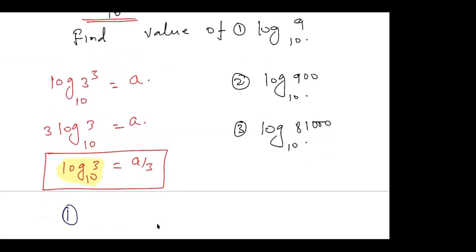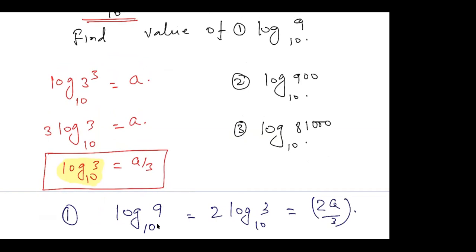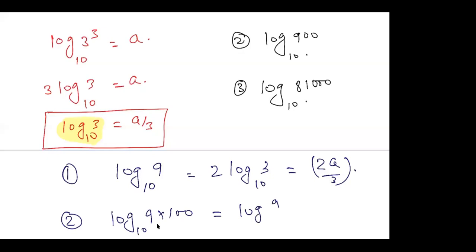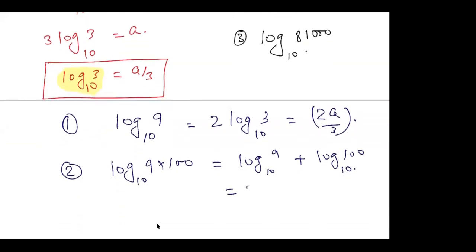First is log 9 with base 10. I can write this 9 as 3 square. So this is 2 log 3 with base 10, and log 3 is A by 3. Second, log 900, that is log of 9 into 100 by 10. So this is log 9 with base 10 plus log 100 with base 10, right? We know that this is 2 log 3 with base 10 plus log 100, which means 10 square. This is nothing but 2 only. This is 2A by 3 plus 2, right?